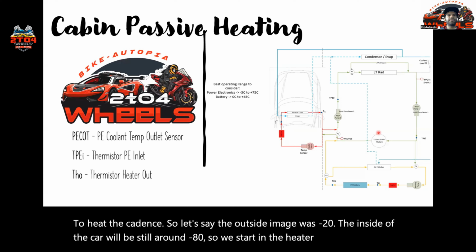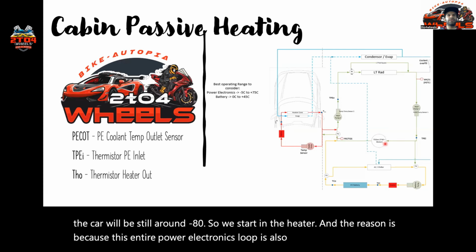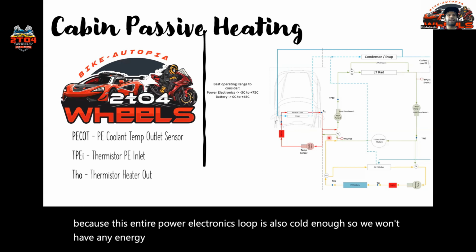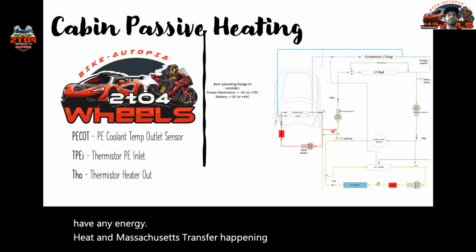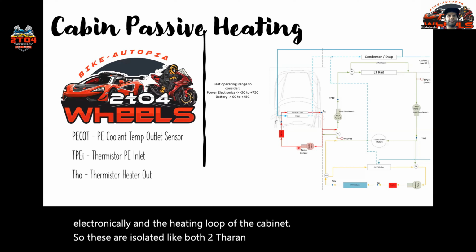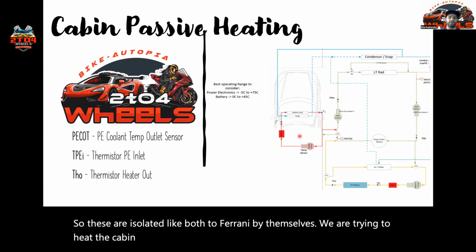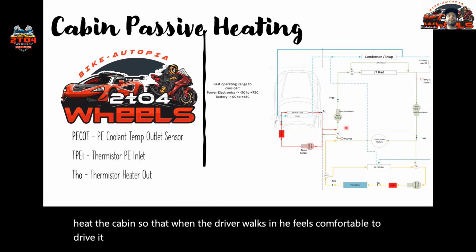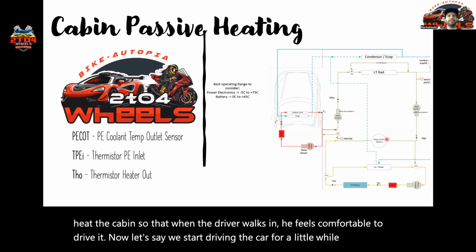And the reason is because this entire power electronics loop is also cold enough. So we won't have any energy, heat and mass transfer happening between the power electronics loop and the heating loop of the cabin. So these are isolated, both loops are running by themselves. We are trying to heat the cabin so that when the driver walks in, he feels comfortable to drive the car.